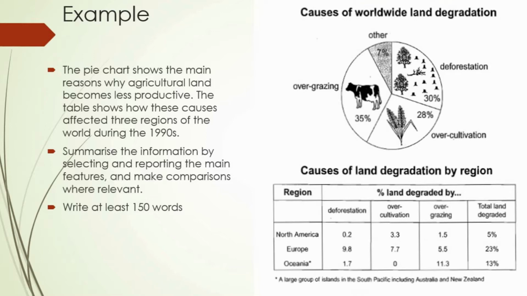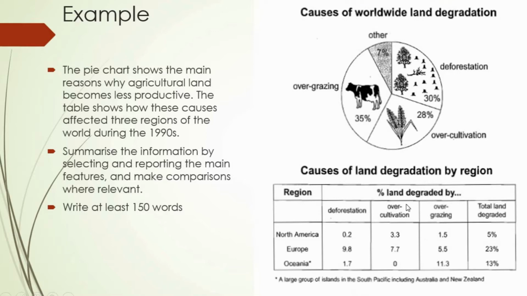Now let's read the instructions and see what they are asking us to do. The pie chart shows the main reasons why agricultural land becomes less productive. The table shows how these causes affect 3 regions of the world during the 1990s. So this is kind of an introduction. Summarize the information by selecting and reporting the main features and make comparisons where relevant. Write at least 150 words.